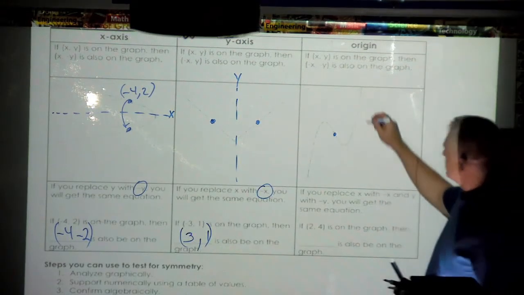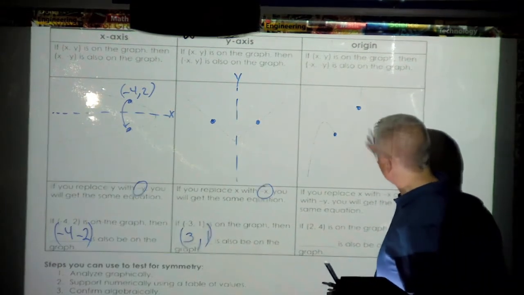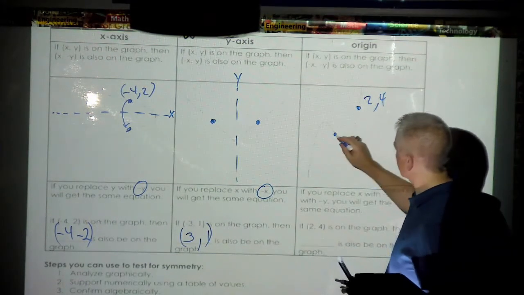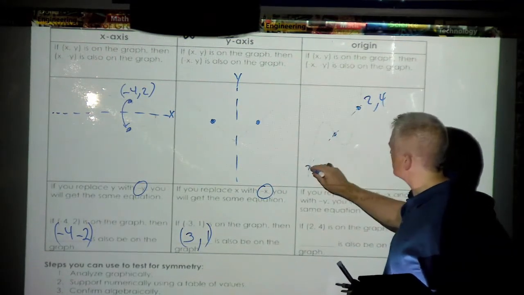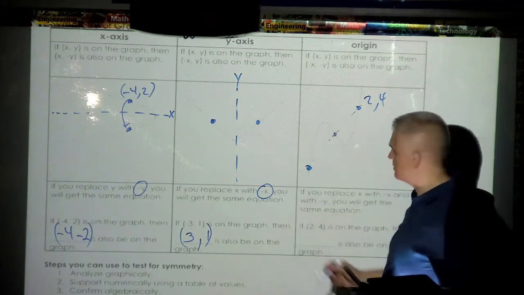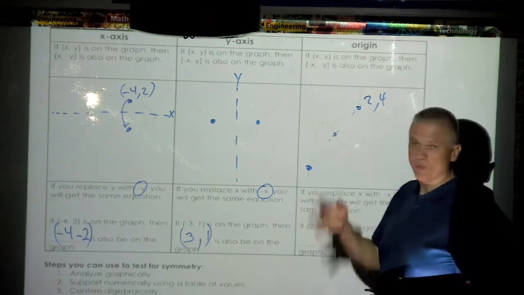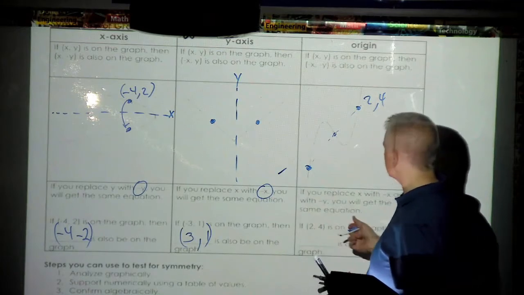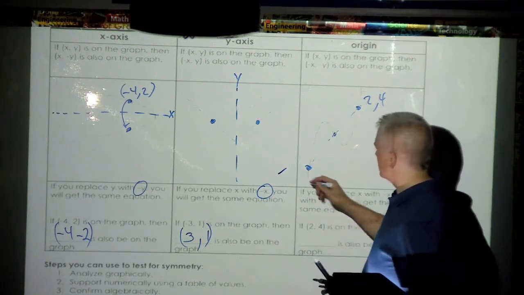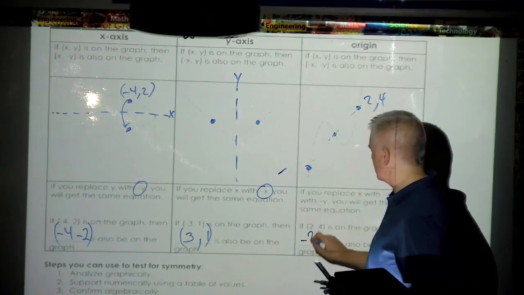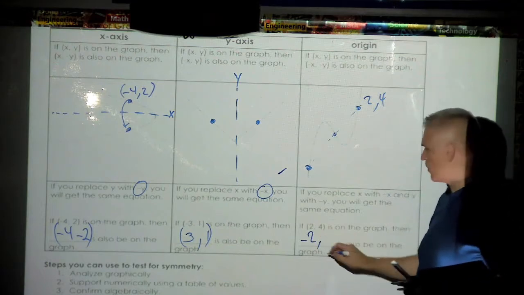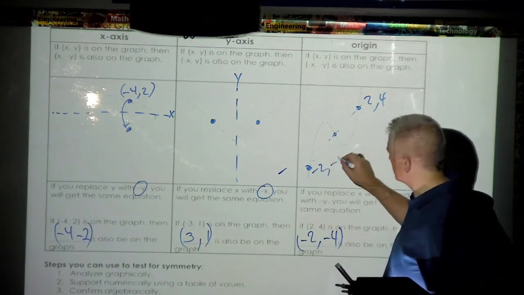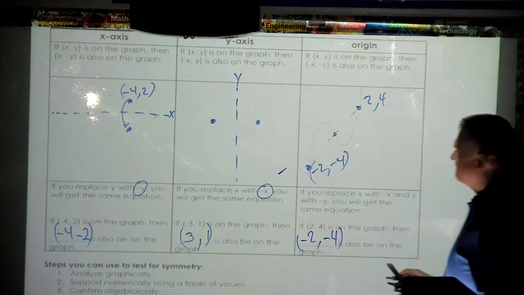And then finally, if I have the point 2, 4, equidistant from it and opposite down here in the third quadrant, you would have to change both the signs. We would change the x and the y. So if I change the x and I simplify it, I'm going to get the opposite of the y. So negative 2, negative 4.